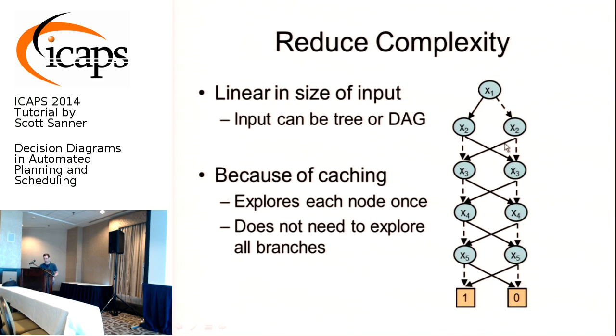And the XOR is a critical example of what happens if you don't do that. Things can blow up exponentially. So reduce is linear time in the size of the input DAG, and it produces a DAG that's strictly equal or smaller, the canonical form.